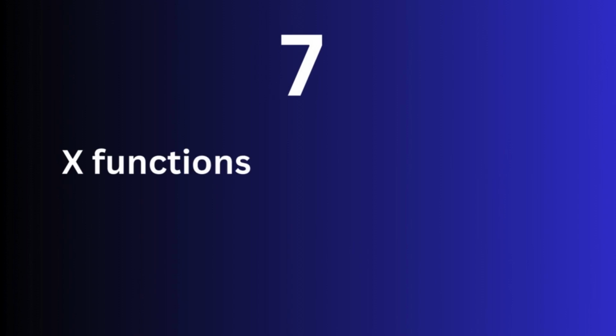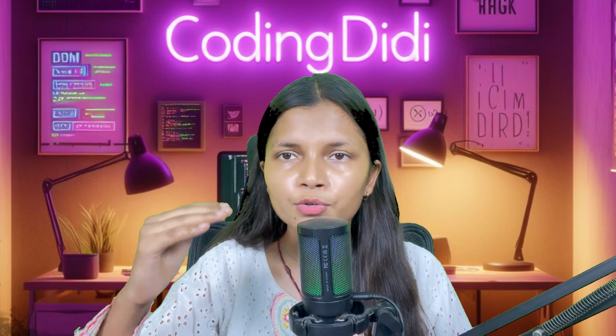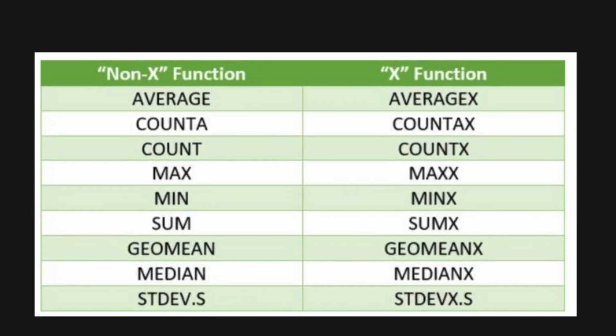Then we have the X functions. X functions mean row level calculation, if you want to do that. Suppose you want the first row, second row, third row to have some calculation, then in that case you can go with the X functions. X will help you go row level to execute something or to calculate something.